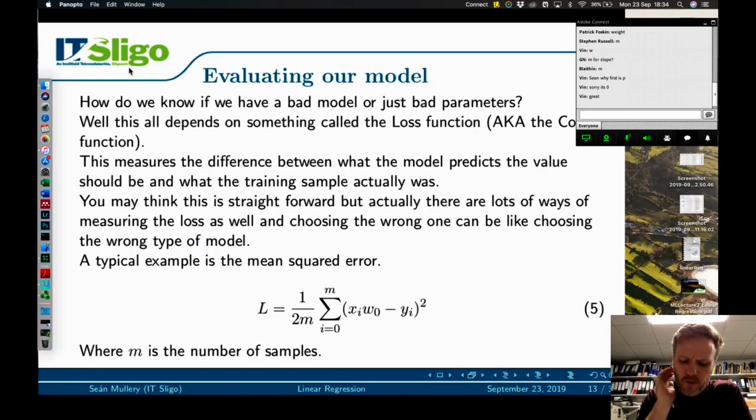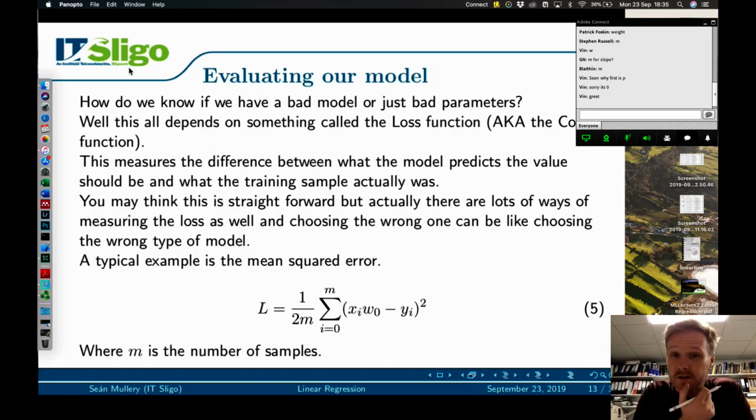So how do we know if we have a bad model or just bad parameters? Because you could have come up with the right model and train it badly, and then you end up with the wrong parameters. So you have a linear model, but instead of 20 minutes per pound plus 20 minutes, you've got 10 minutes per pound plus 50 minutes or something like that, and then that's the wrong model. Okay, so how do you know between a bad model and bad parameters?